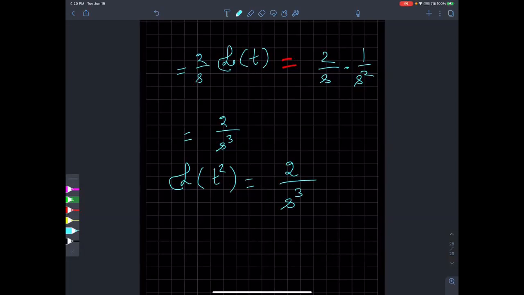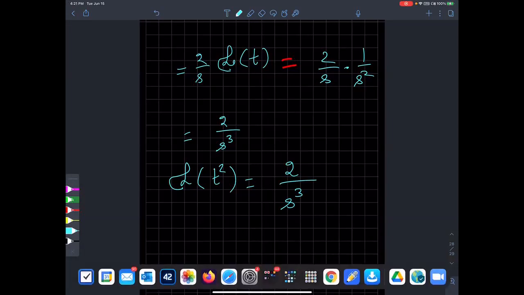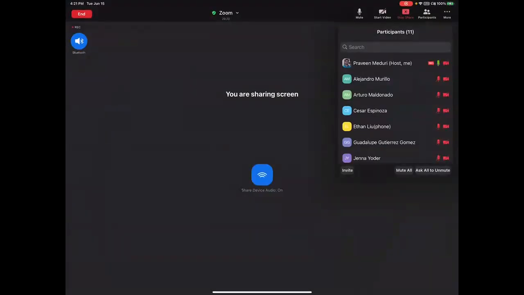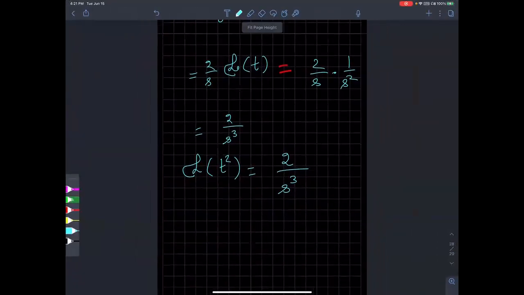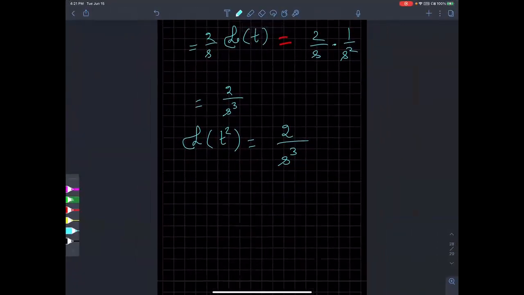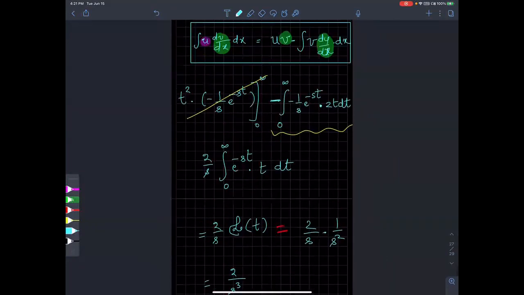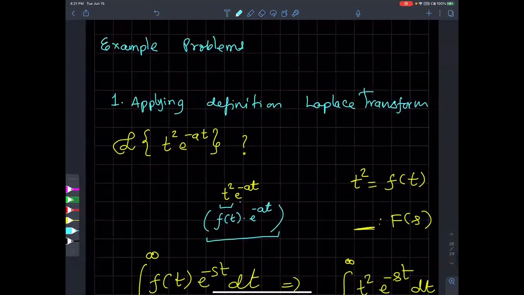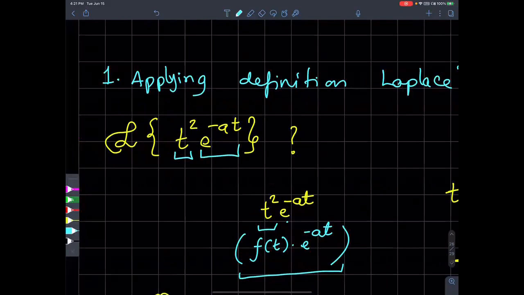Okay, is that it? Are we done? Or do we have more to find out? Remember, we were interested in the Laplace transform of t squared e to the minus at. Let's not forget that. Let's go back. You don't trust me. Let's go back here. We are interested in the Laplace transform of t squared e to the minus at.